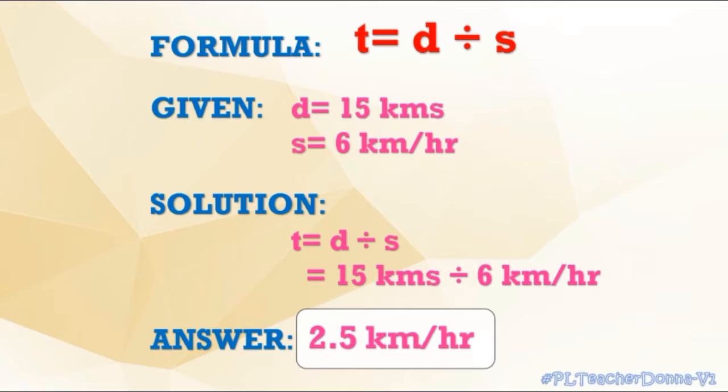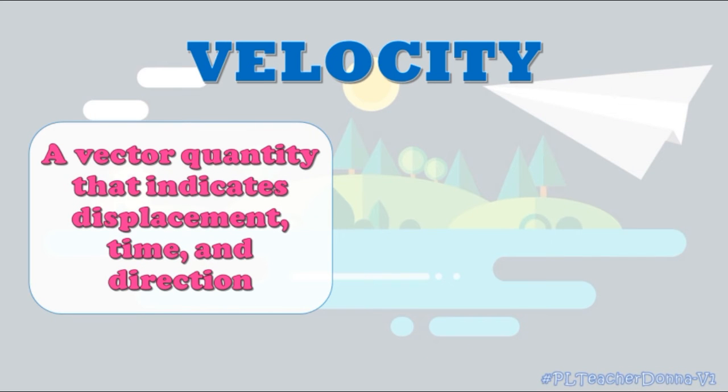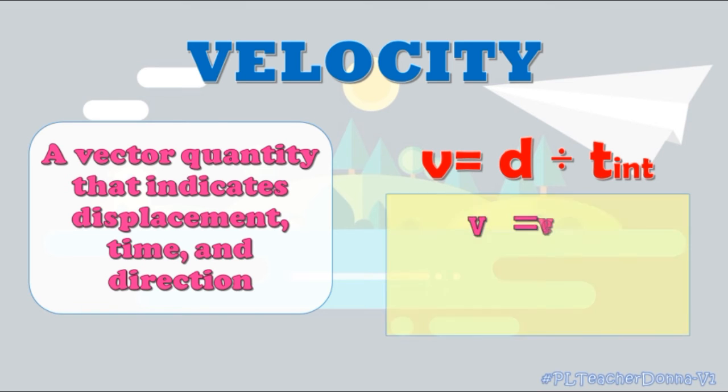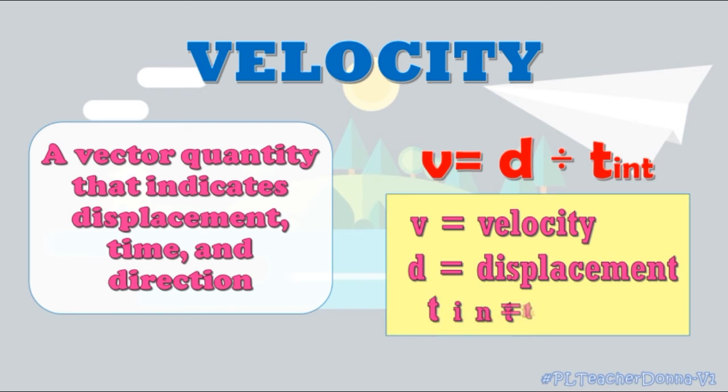Let us move on to velocity. It is a vector quantity that indicates displacement, time, and direction. Unlike speed, velocity measures displacement, and again, displacement is the measure between two distances. To calculate velocity, the formula to be used is v is equal to d divided by t, wherein v stands for velocity, d is displacement, and t is time traveled, or time interval.